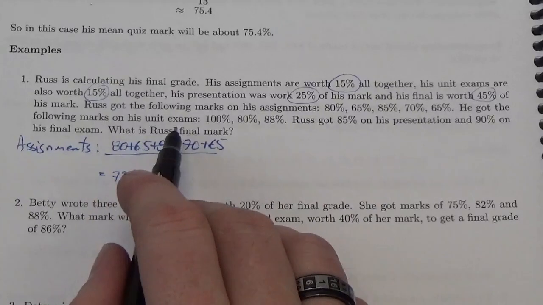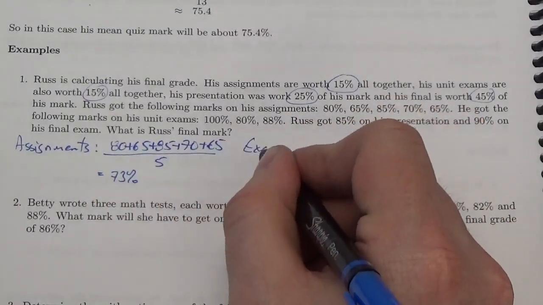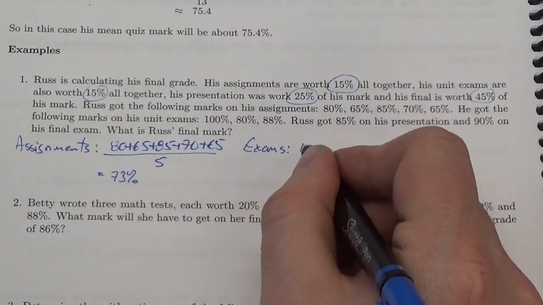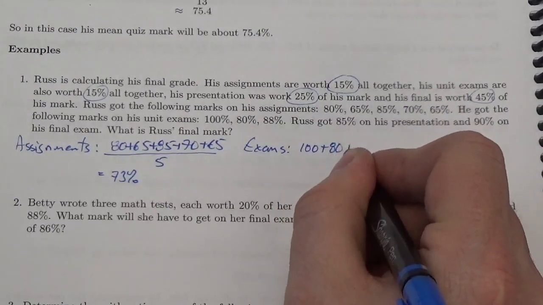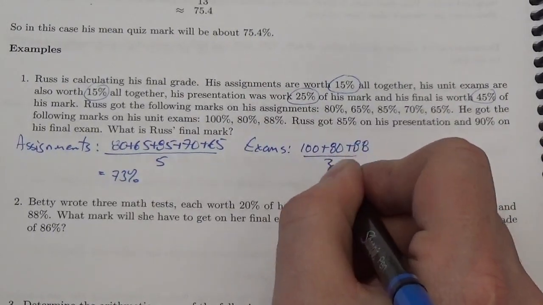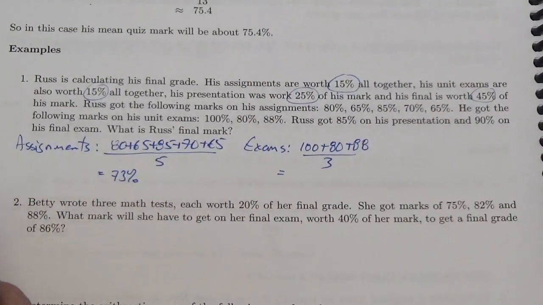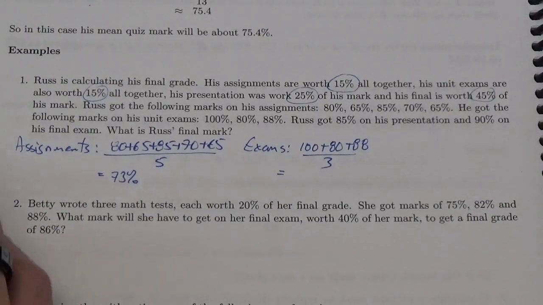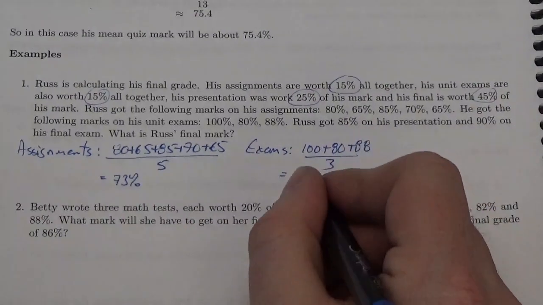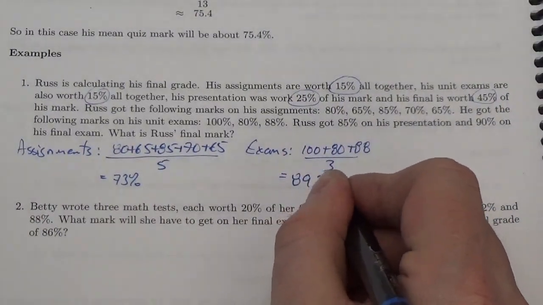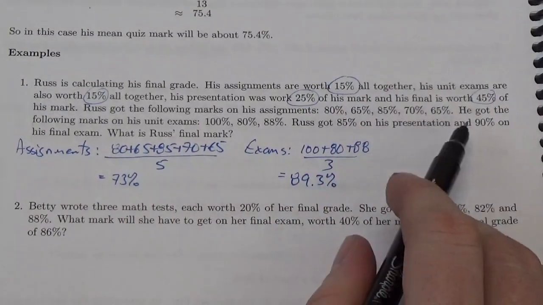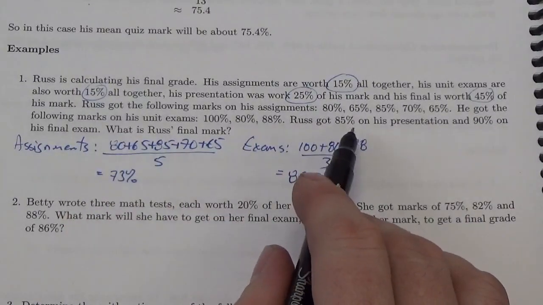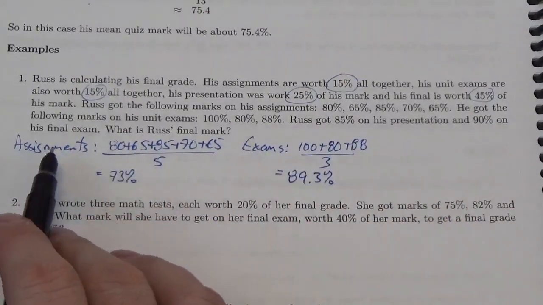He got the following marks on his unit exams, so we got to do his exams here. You got 100 plus 80 plus 88. And there's only 3 of them there. So 100 plus 80 plus 88 divided by 3. And so we got 89.3% there. And then he got 85% on his presentation and 95% on his final exam.